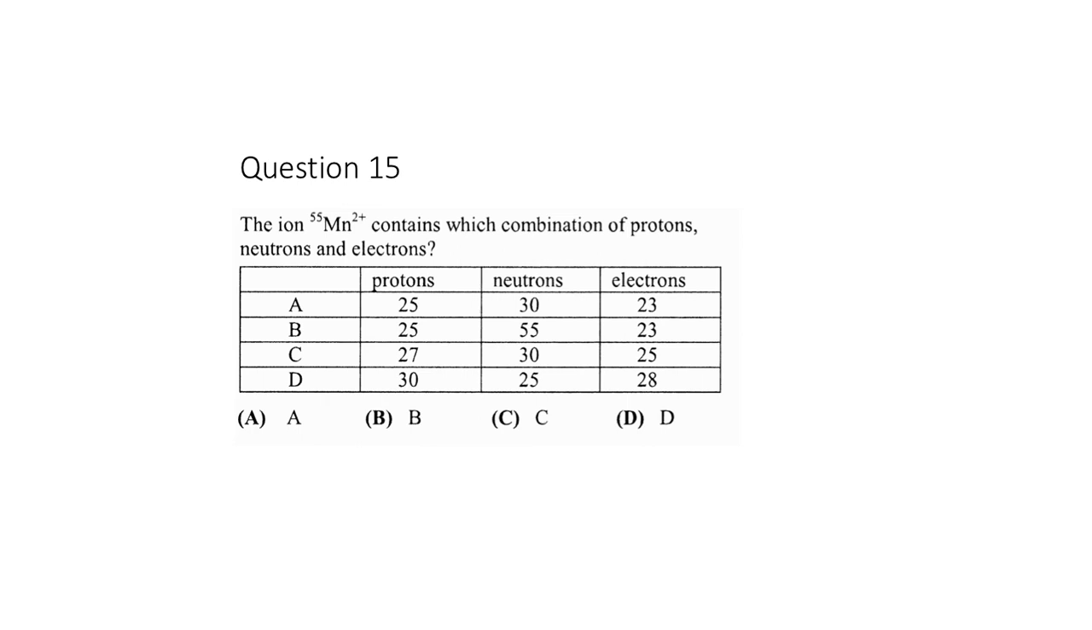Question 15, manganese, what's the right count here? So for manganese 2 plus, we've lost 2 electrons. I don't know why they don't just tell us the atomic number. Manganese is atomic number 25, just looking at a periodic table. So it's 25 protons, and then 2 fewer electrons, so 23 electrons. It doesn't help us. And then the mass number is the sum of the protons and the neutrons. So we just subtract our 25 protons off, we get 30 neutrons. So A would be our right answer.